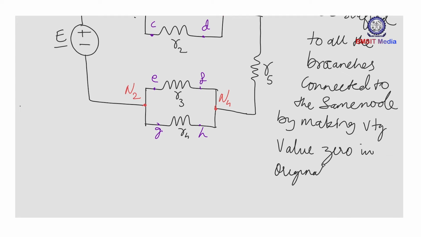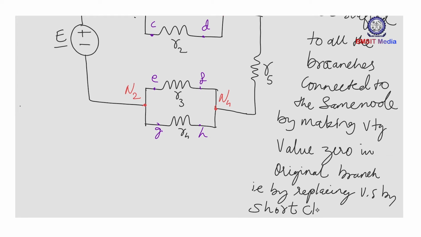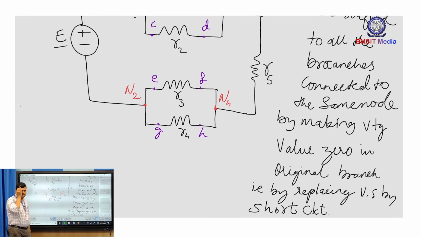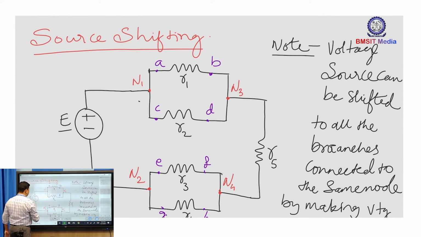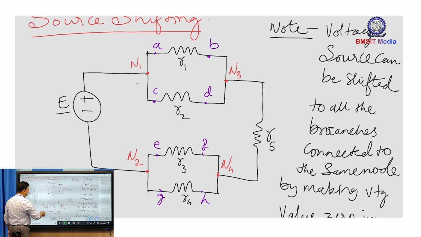Now how can I make a voltage value 0? We know that voltage is 0 across a short circuit, that is, by replacing the voltage source by a short circuit. Now when I push this voltage source E beyond either node N1 or node N2, then the original branch is to be replaced by a short circuit. Now I will do that exercise by pushing this voltage source.